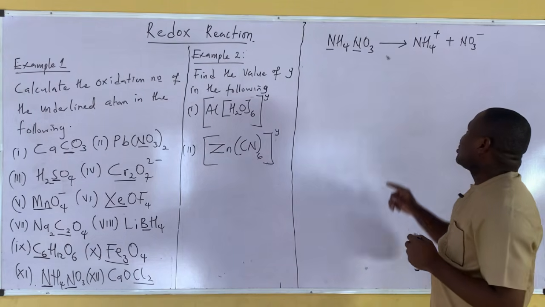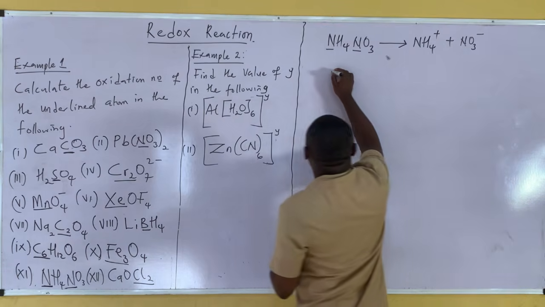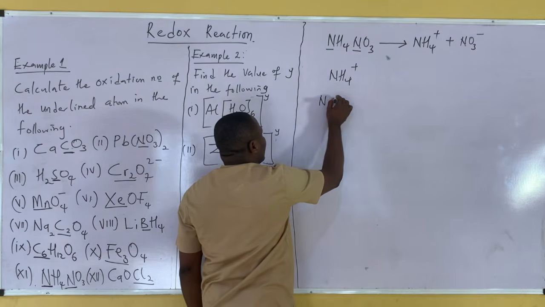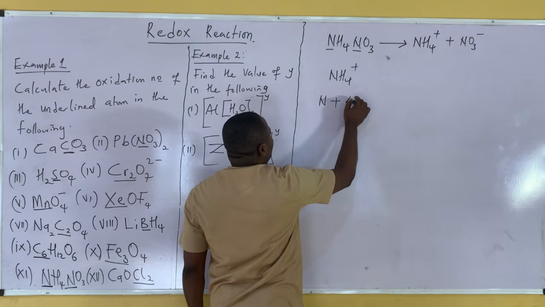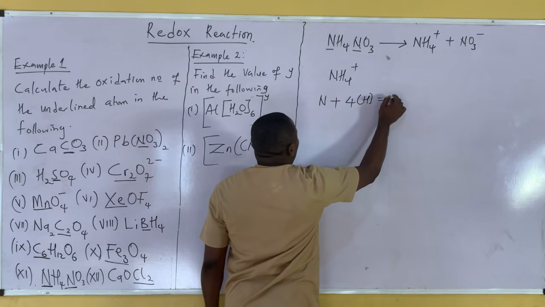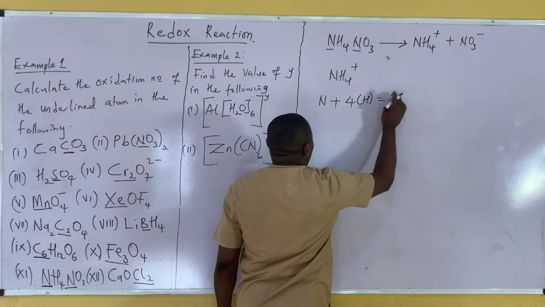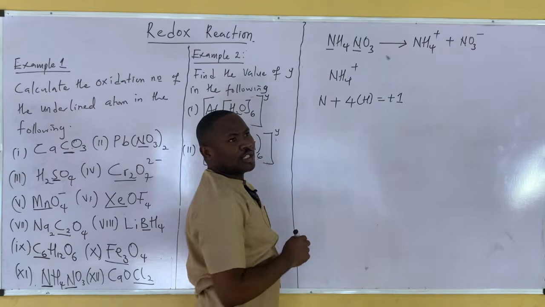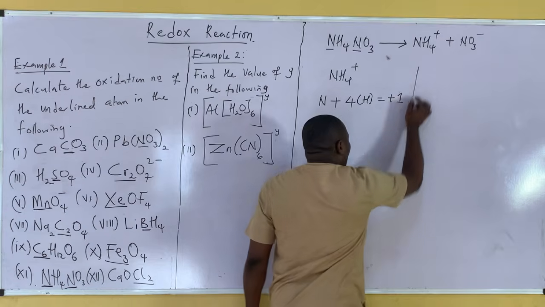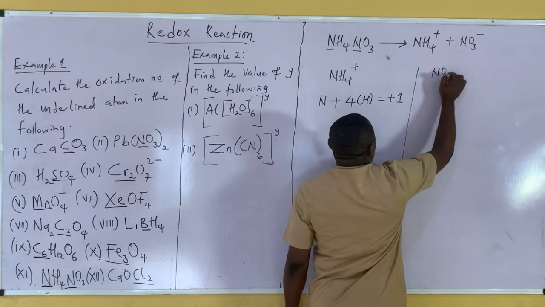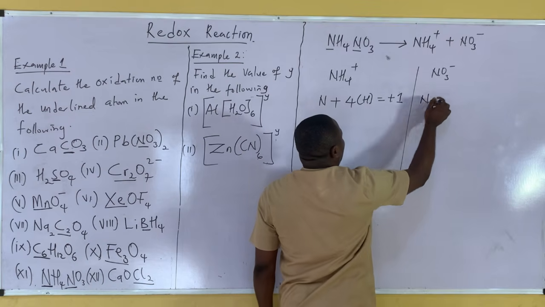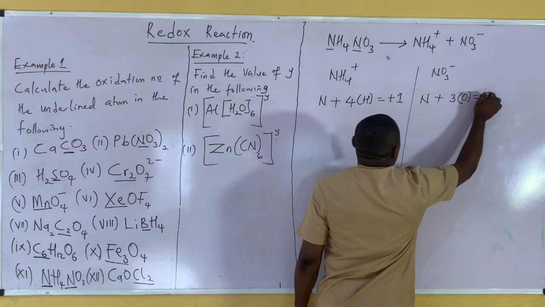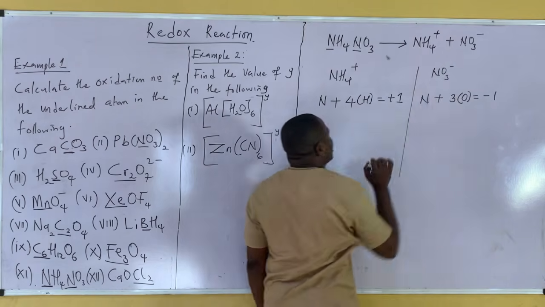So now I want to solve out this first. For NH4+, I will have it as oxidation number of nitrogen plus that of hydrogen times 4 is equal to +1. Take note of that, it is equal to +1 because the oxidation number of a radical equals the charge that it carries. But for the second one, which is NO3-, it will be oxidation number of nitrogen plus that of oxygen times 3, everything is equal to -1. It's equal to the charge it carries.